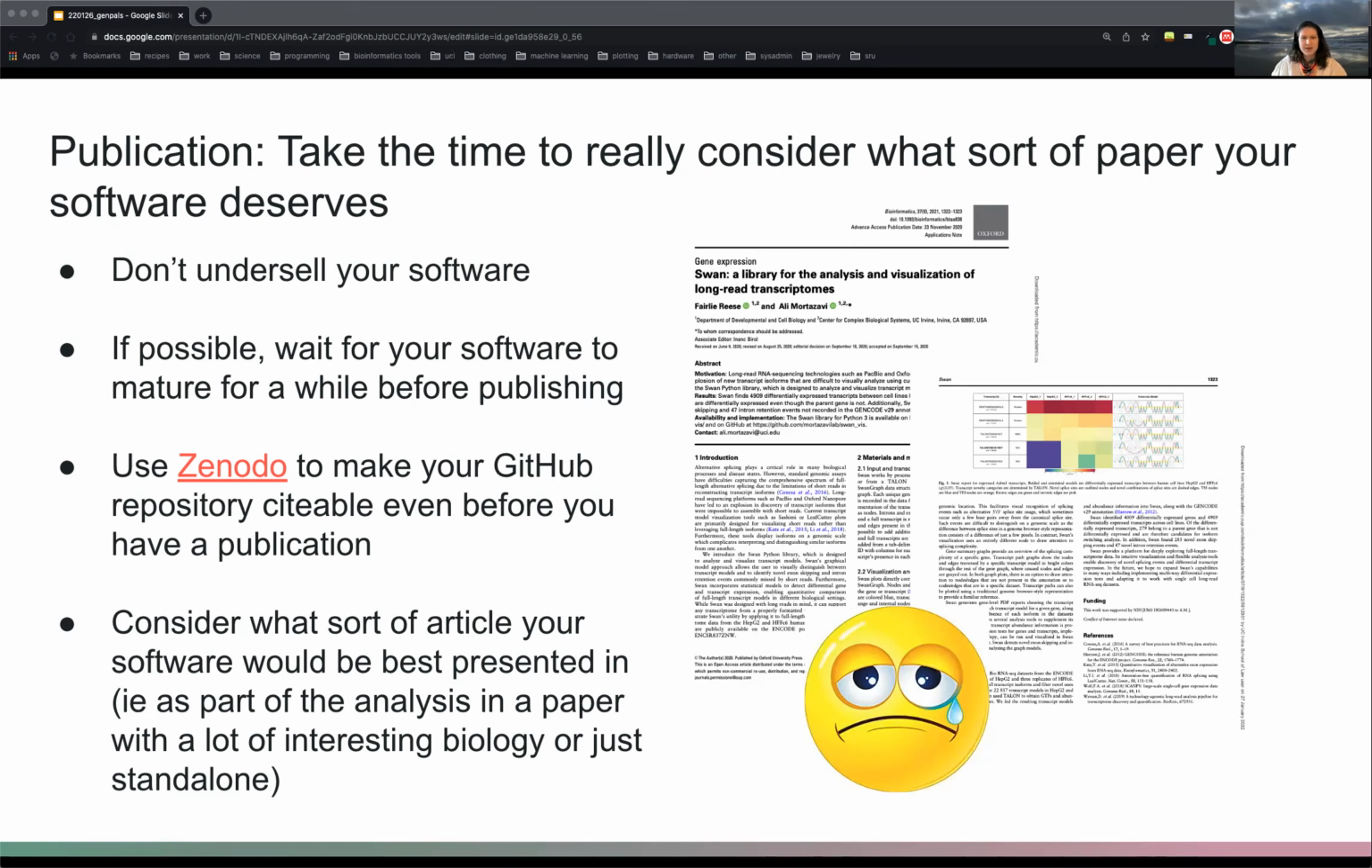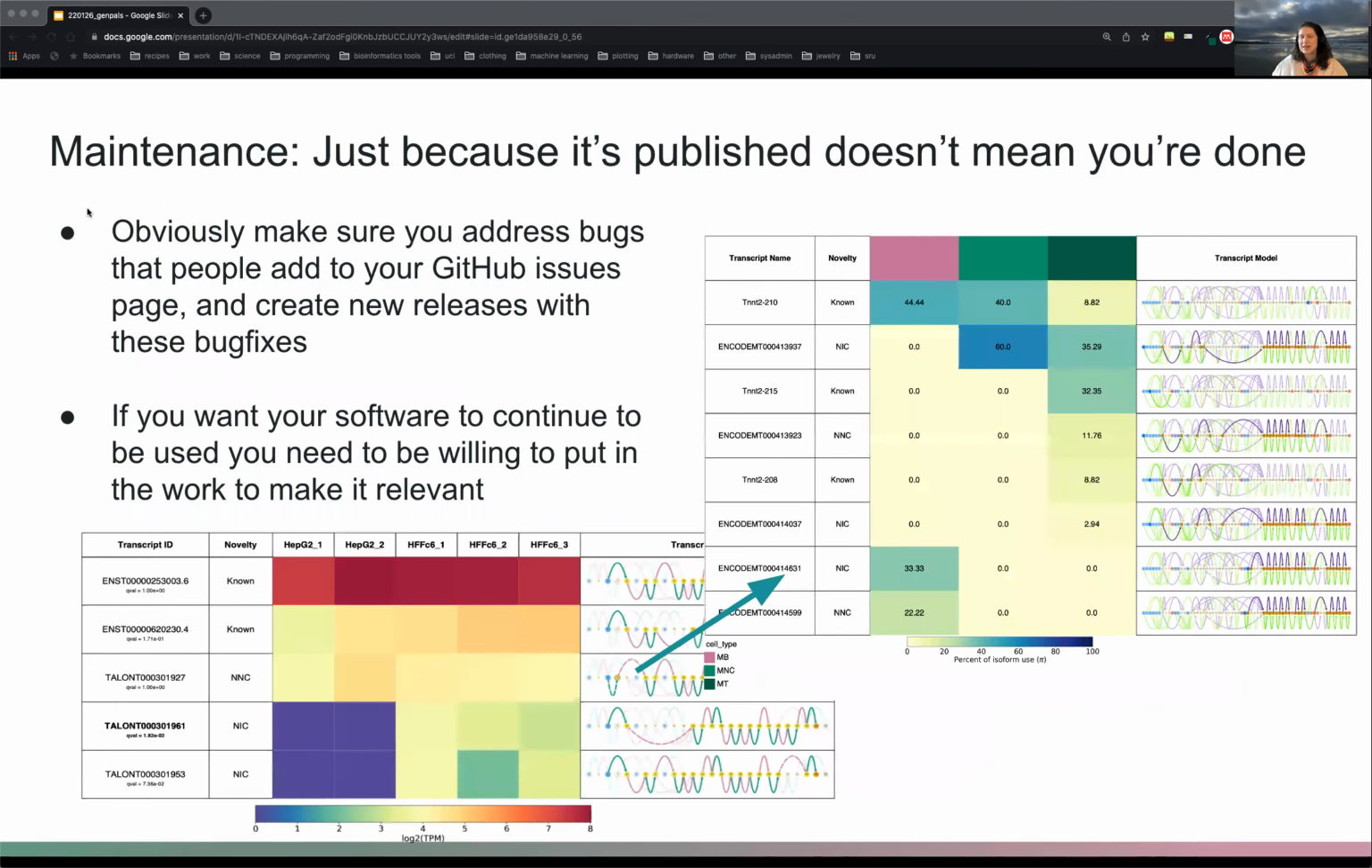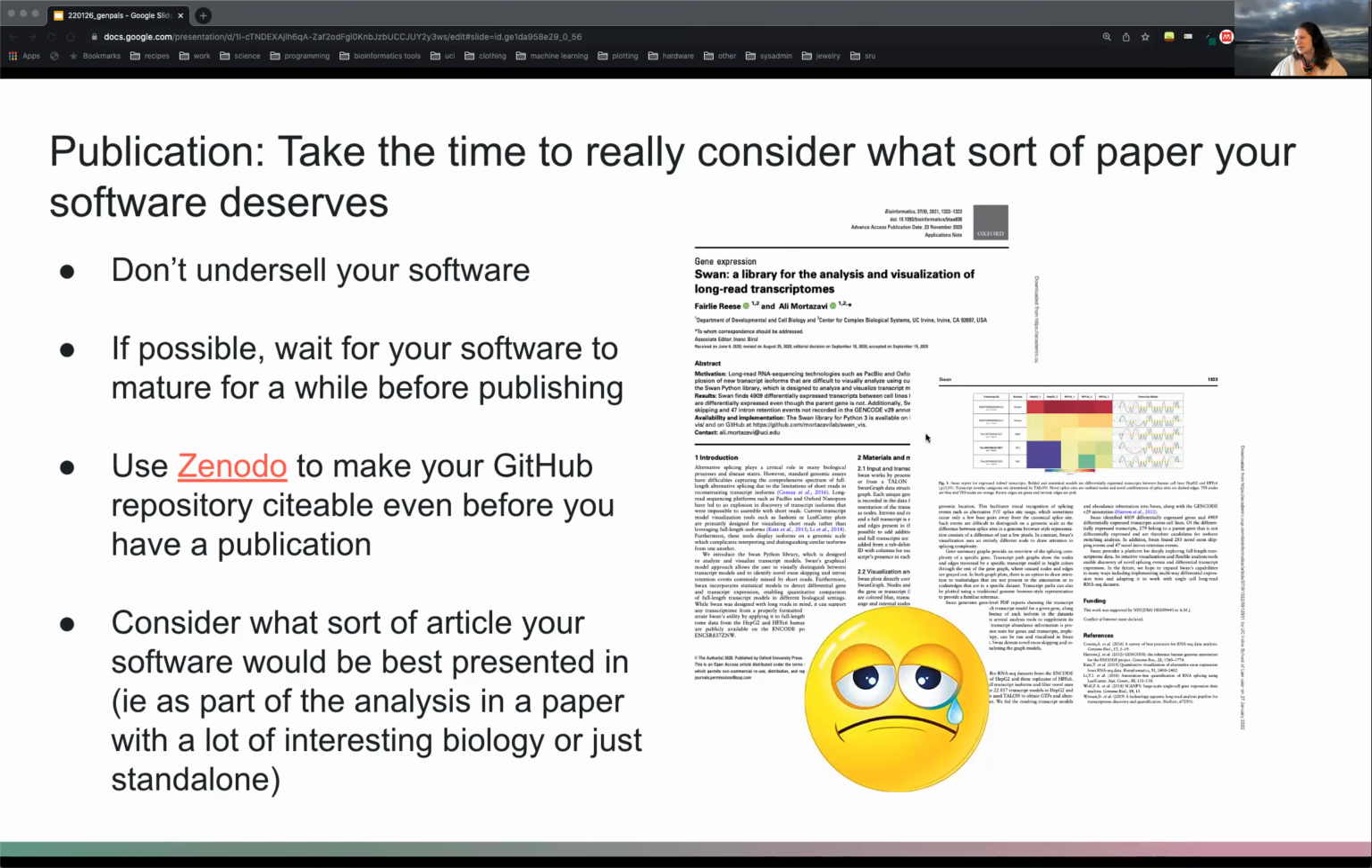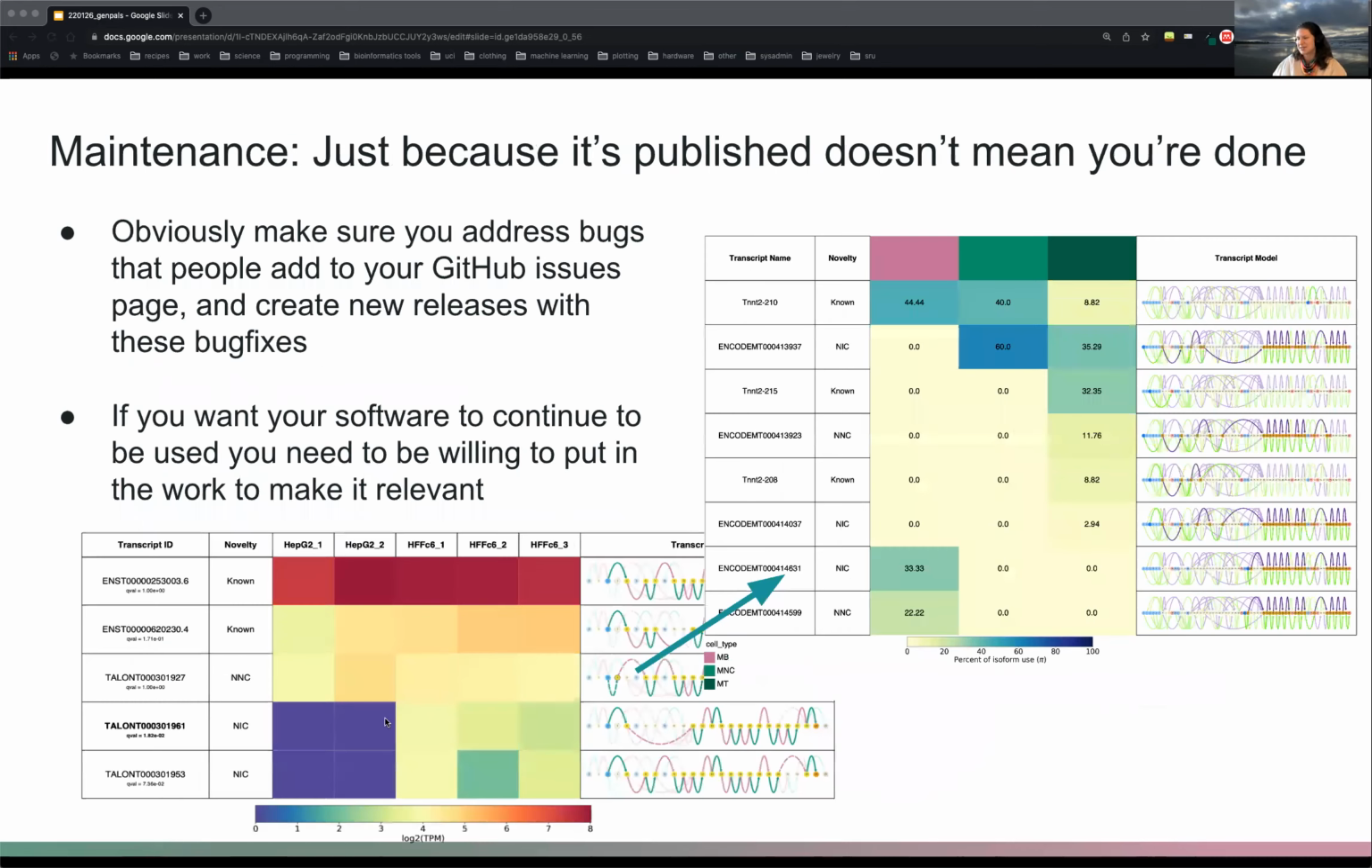And so intertwined with this is maintenance. Just because it's published doesn't mean you're done. So I've alluded to this several times before, but Swan in 2020 could only make these crappy little plots, the one that's shown here. I mean, it's not that crappy, but that's what's published. But I spent a good month and a half last year fixing it up and making it relevant again for the complexity of the data that we have in my lab.